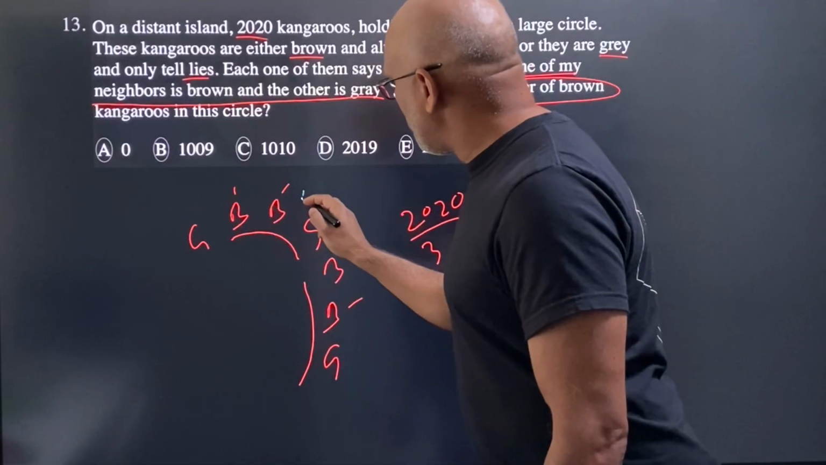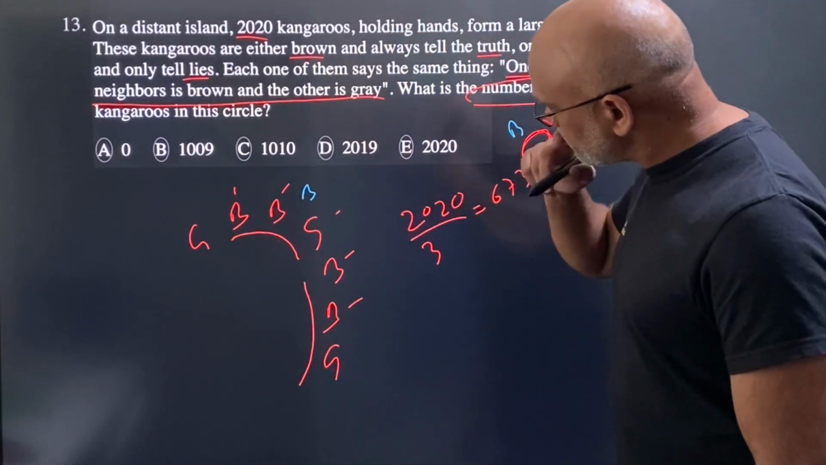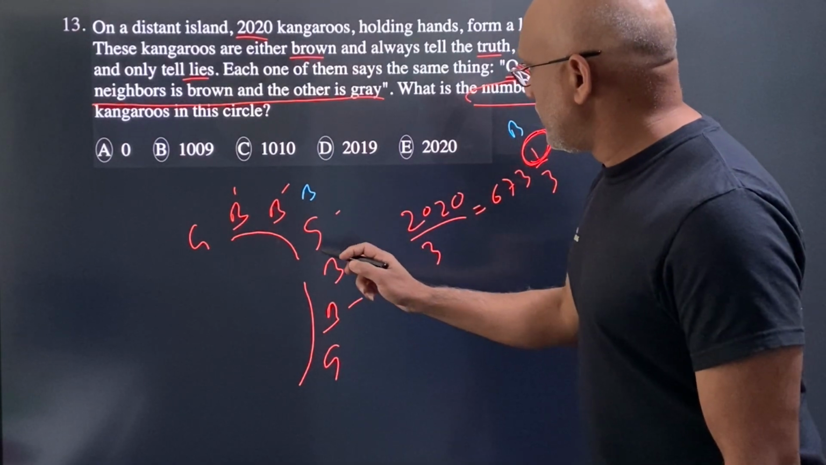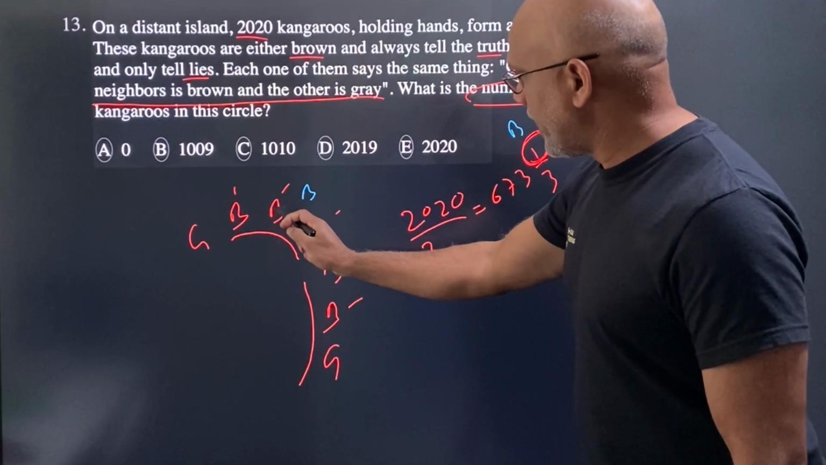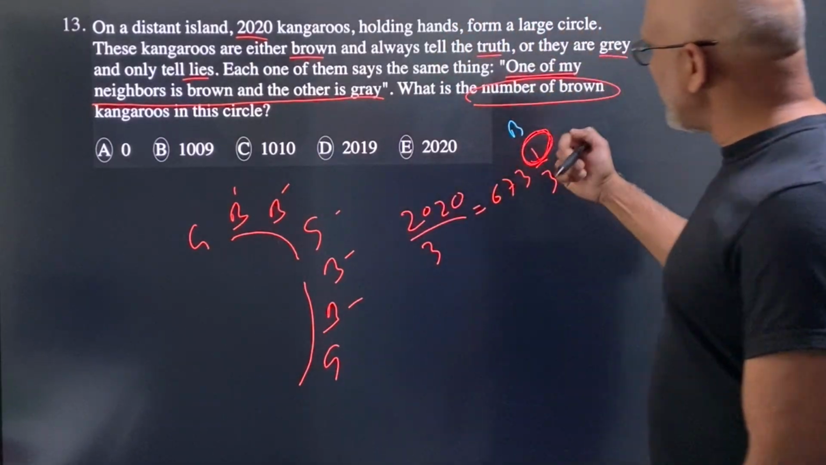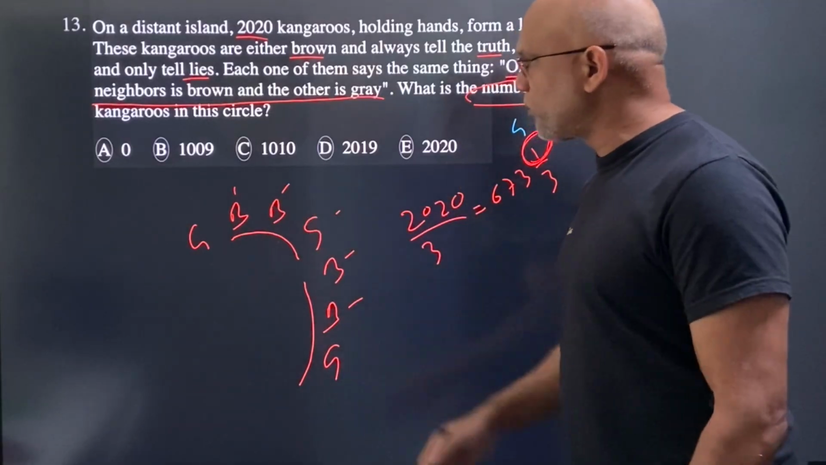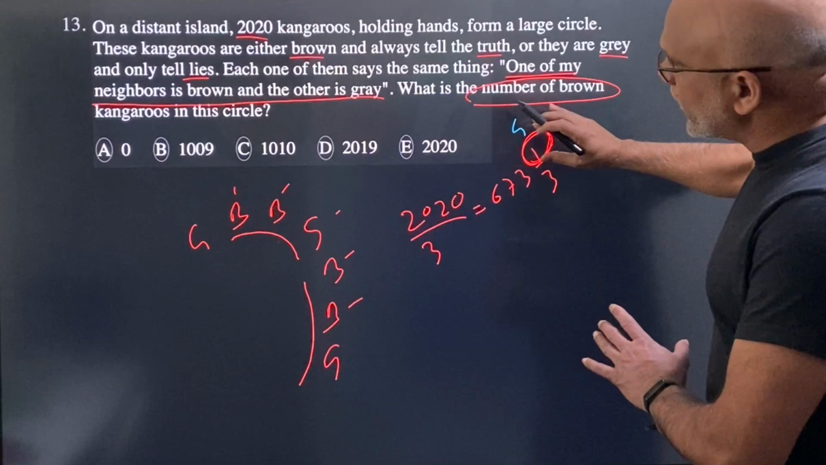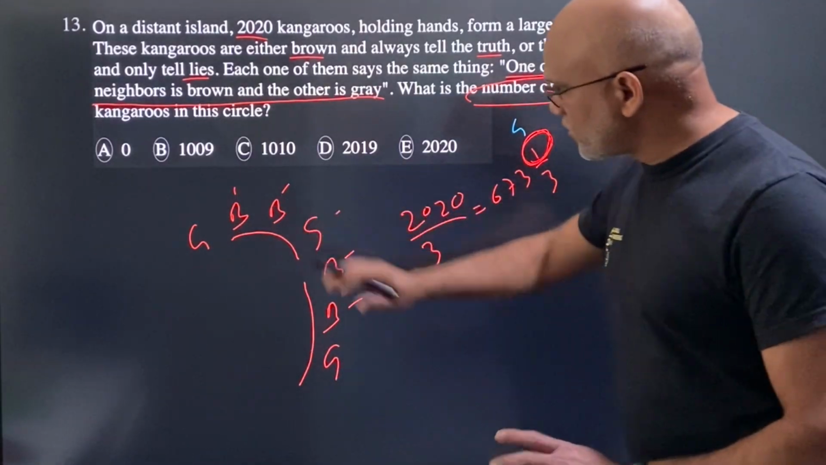Can I put it here? If I put the brown kangaroo there, this will be not telling the truth, right? So again, I cannot put the brown kangaroo here. Similarly, you can assume that this is a grey kangaroo and try different positions, and you will see that you cannot put the remaining 1 kangaroo anywhere, whether it's brown or grey. So this is not going to work.